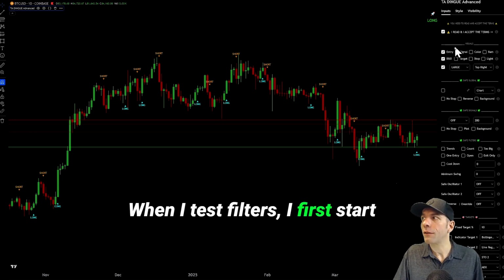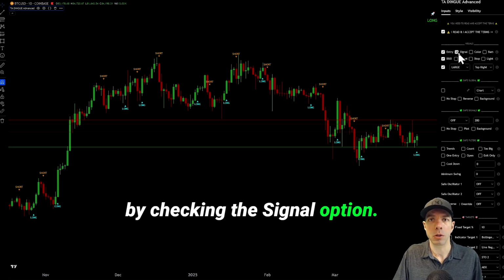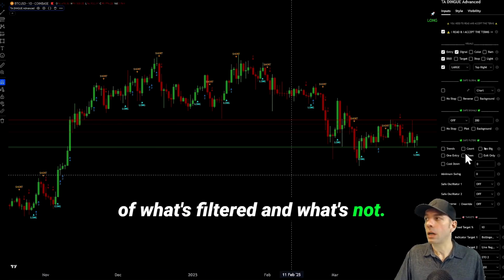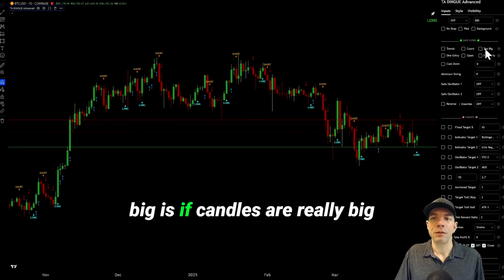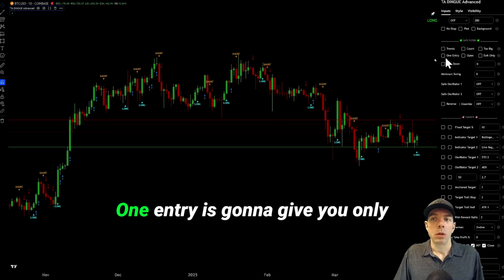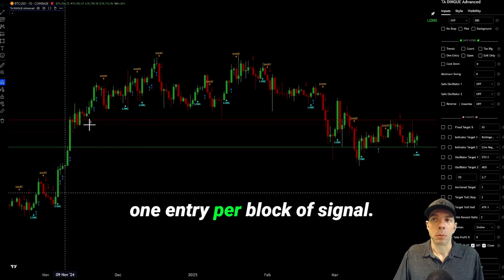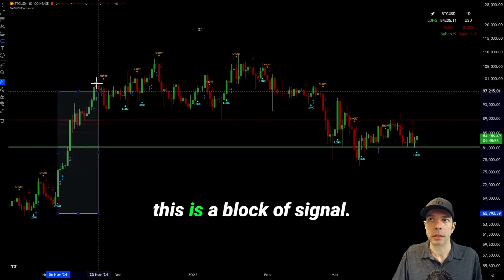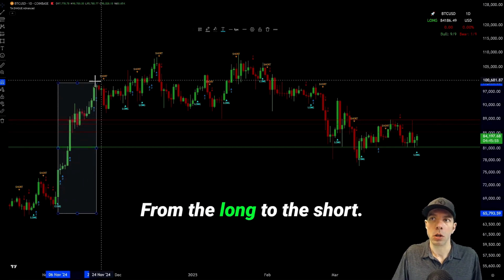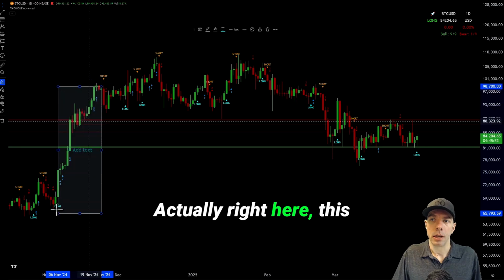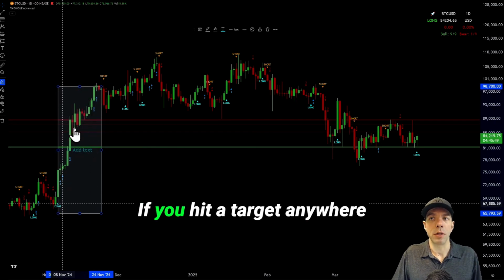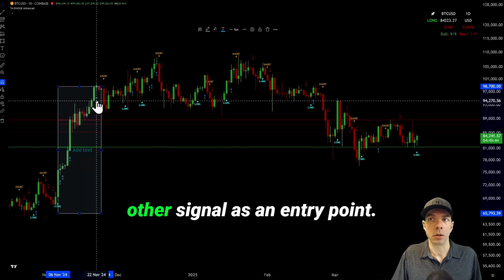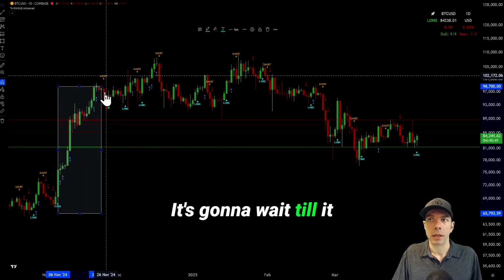When I test filters, I first start by checking the signal option. So I see all the possible signals, and that gives me a better idea of what's filtered and what's not. Quickly in the safe filters, too big is if candles are really big and you want to remove them. One entry is going to give you only one entry per block of signals. What do we mean by block of signal? This is a block of signal from the long to the short, actually right here. This section was long, so if you hit a target anywhere or a stop loss anywhere in here, it's not going to take the other signal as an entry point. It's going to wait till it goes in another block.